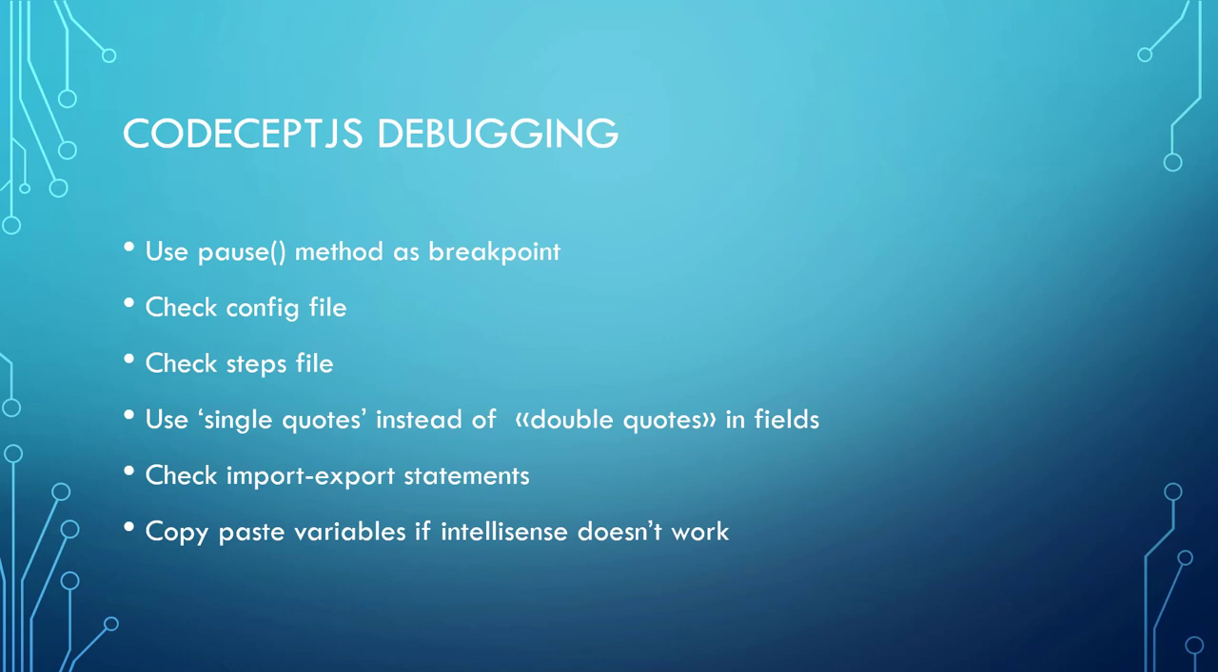Debugging test files is a little bit different. You work with both code and the browser. Try the pause method, which allows you to pause the code flow and type I functions. Secondly, check config and steps files. Configuration mistakes can cause errors. Check import and export statements, because sometimes the code editor does not automatically add these and our app crashes. Using single quotes is an important issue, especially when working with variables. Lastly, copy-paste the fields and the methods if IntelliSense does not work.